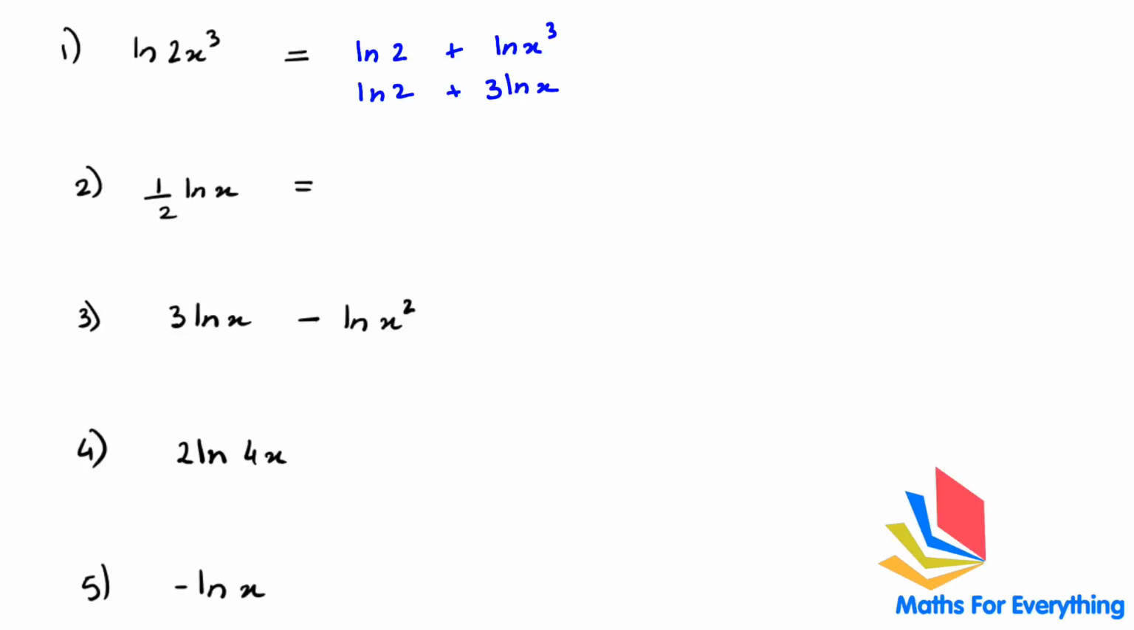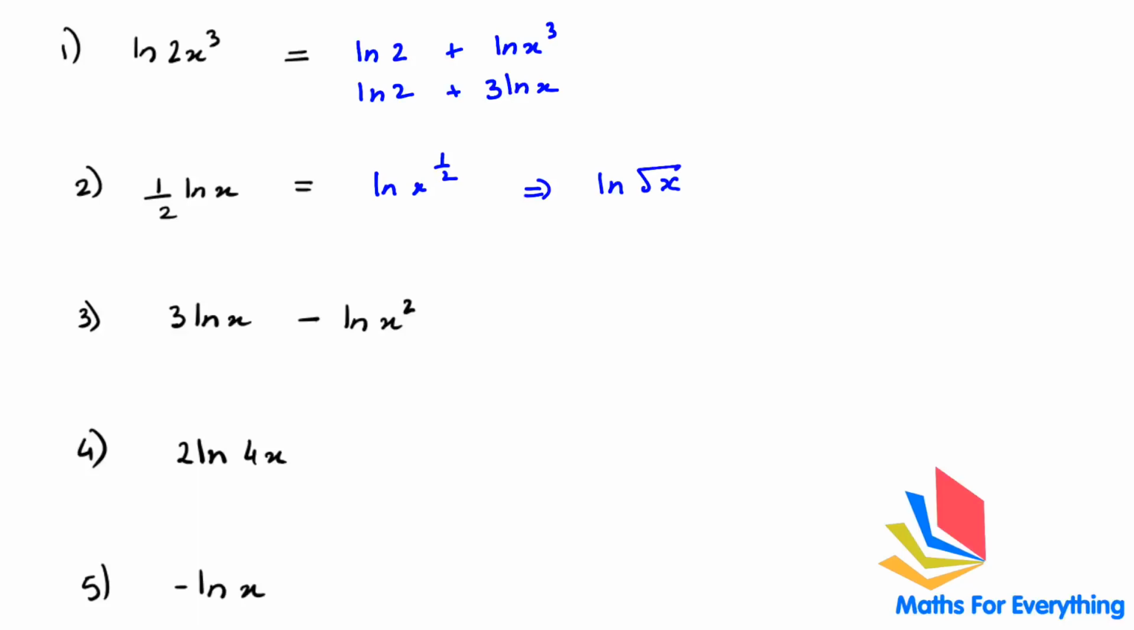The next one is half ln x. How can you simplify this? There's a number in the front, you can write it as a power. So this will be ln x to the power of half, which can be written further as ln square root x.